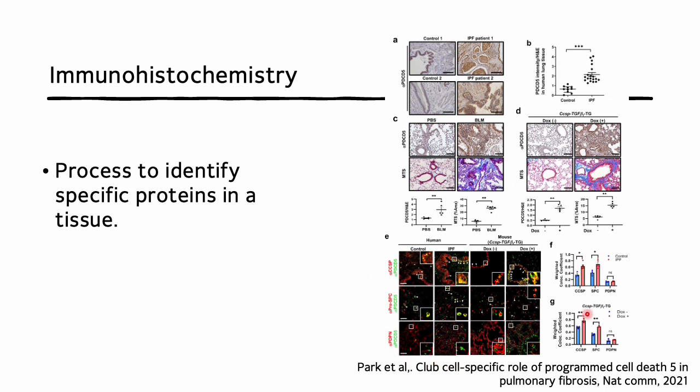The image from immunofluorescence can be much higher resolution compared to these colorimetric ones. So it's a good way to see the co-localization of two proteins.